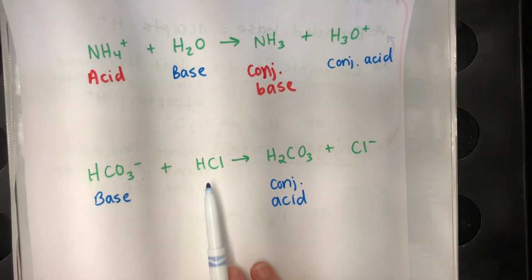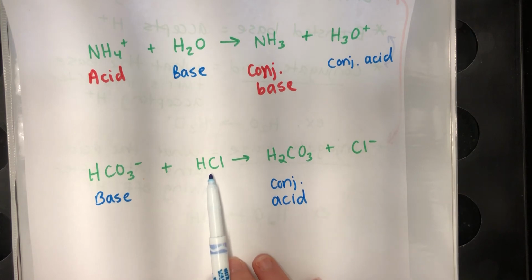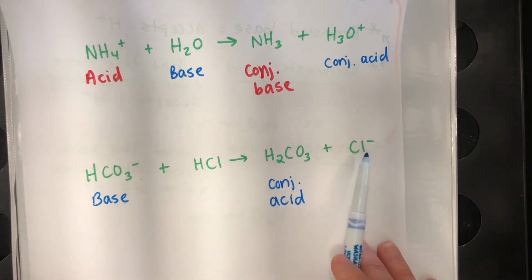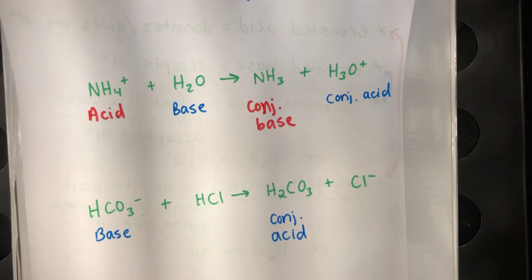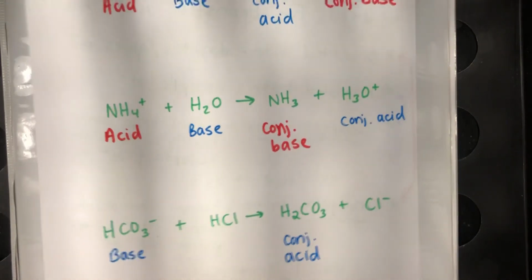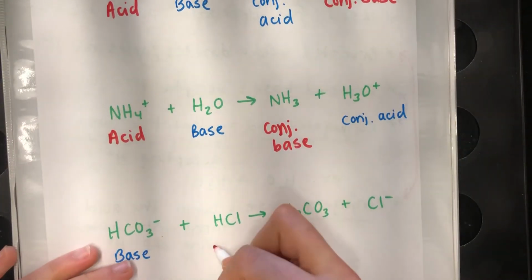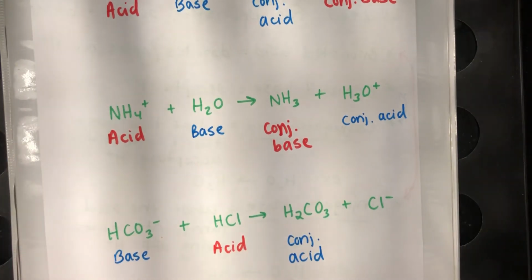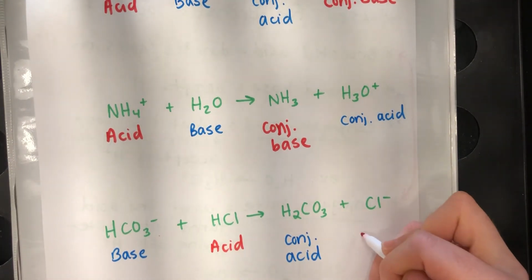And then HCl, if it's an acid, it must give off H, which we see, it turns into just Cl- on the other side. So that means that HCl is our acid. And then Cl- would just be our conjugate base.